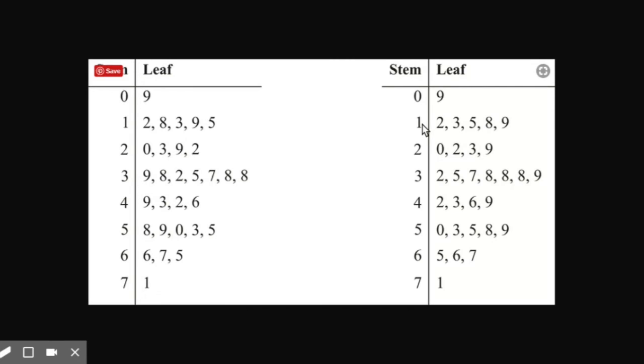For instance, it says 0 tens and 9 ones, 1 ten and 2 ones, 3 ones, 5 ones, 8 ones, 9 ones. So when you read this stem and leaf plot, you know that the first answer, the minimum amount, is 9. The next one is 12, 13, 15, 18, and then 19. Nothing is jumbled or out of order.